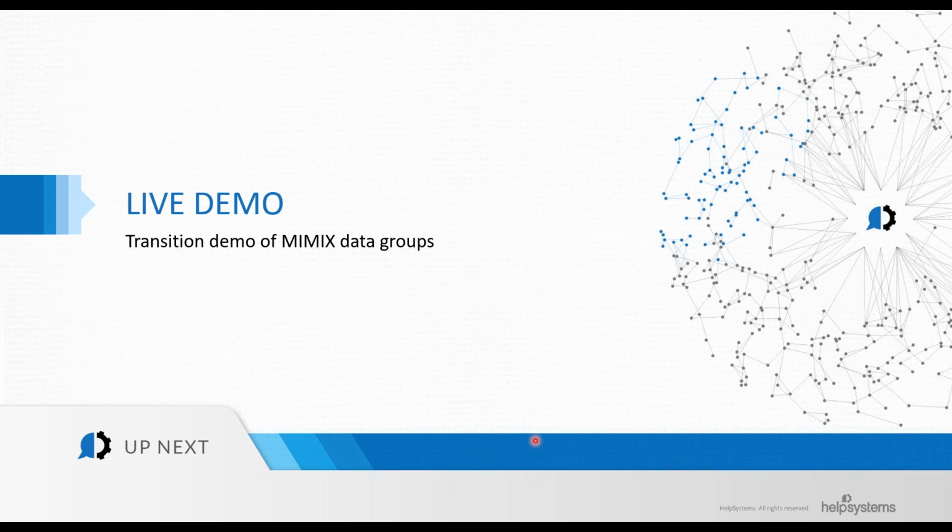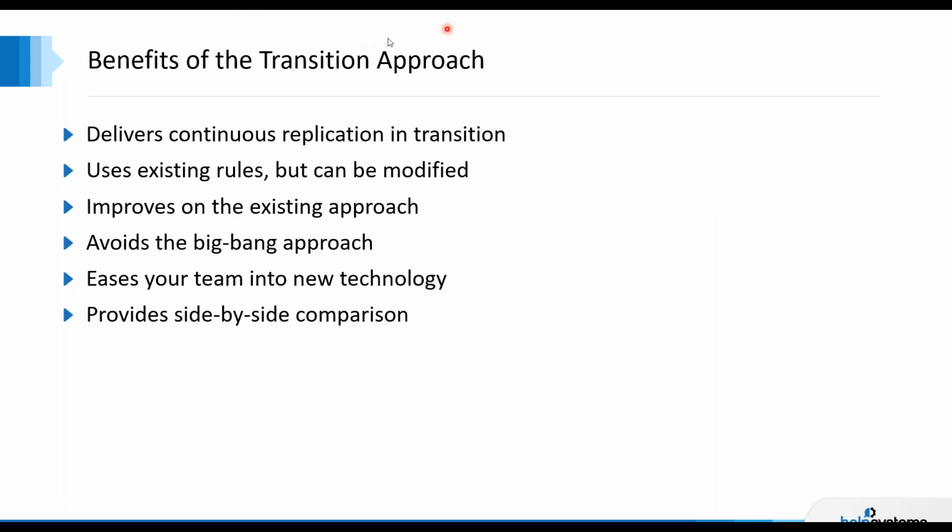You bet. So as you can see, there are many benefits to this approach. It allows you to deliver continuous replication while the transition is happening. You can use your existing rules, but we can modify and improve upon them and make the approach even better. And really, in my mind, you always want to avoid a big bang approach in any kind of IT operations. So this avoids that and eases your team into this new technology, but provides that side by side.